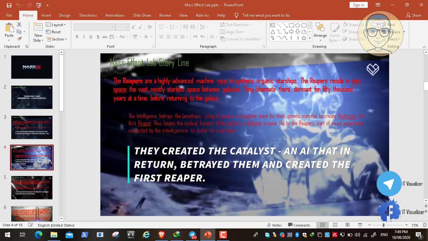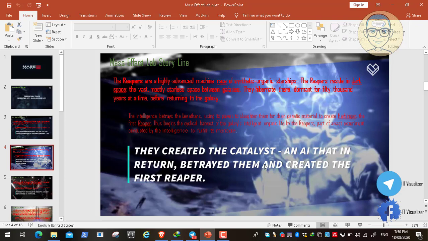The Reapers reside in dark space. They were in the universe but hibernating, or asleep, for about 50,000 years before they woke up and began invading the remainder of the galaxy. So from this our story will begin.